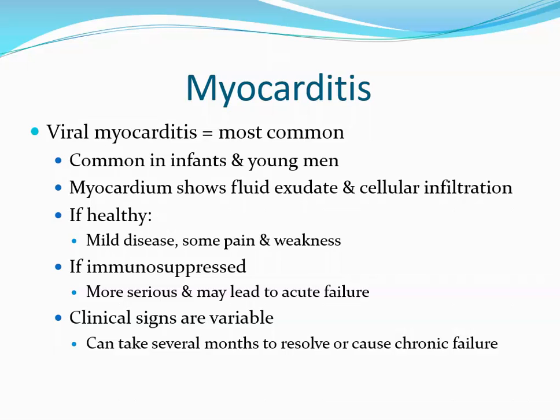The myocardium shows fluid exudate and cellular infiltration. If the person is healthy, this is often just a very mild disease with some pain and weakness. However, if the person is immunosuppressed, it can be more serious and may lead to acute failure. Clinical signs are often variable, and this can take several months to resolve itself, or, again, in severe cases, could lead to chronic heart failure.